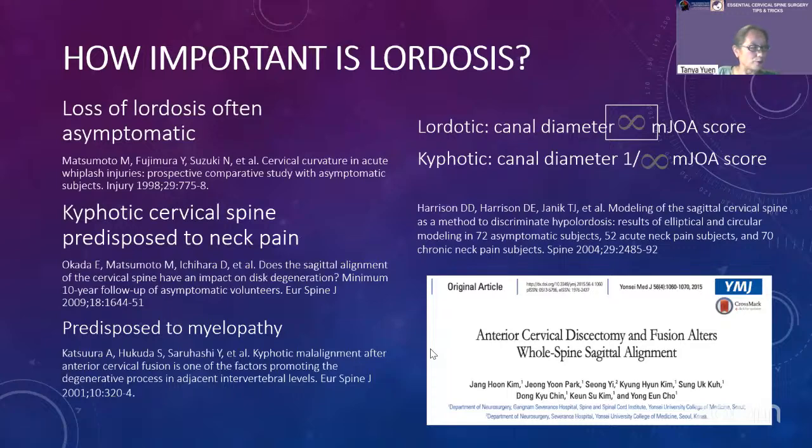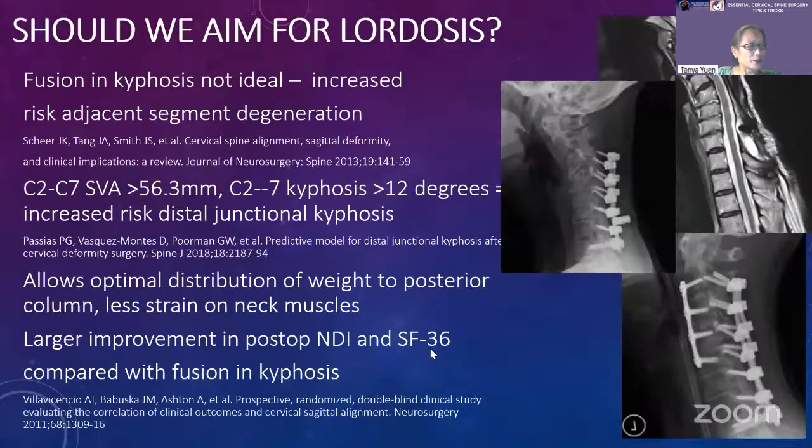So should we aim for lordosis? The relationship between sagittal cervical spine alignment and symptoms in patients prior to undergoing surgery remains imprecise. Therefore, the evidence of its influence on post-operative clinical outcomes is mixed in the literature. It is generally accepted, however, that fusion in kyphosis is not ideal and should be avoided, as it's thought to lead to increased rates of adjacent segment degeneration. Again, it's this load of the head pulling things down on the neck.